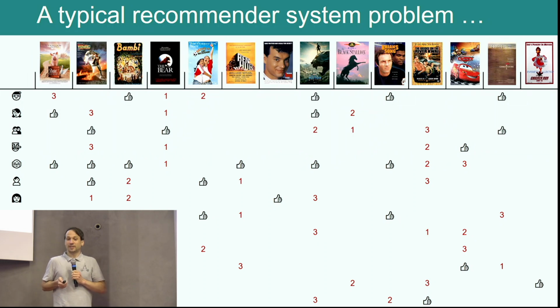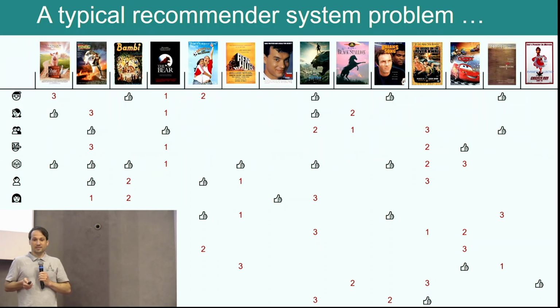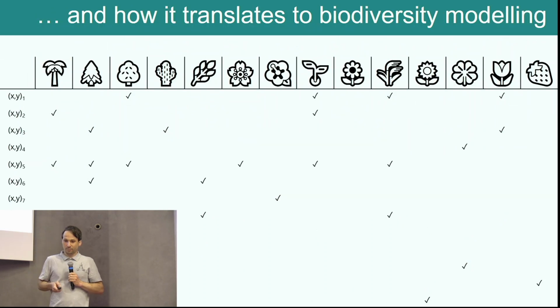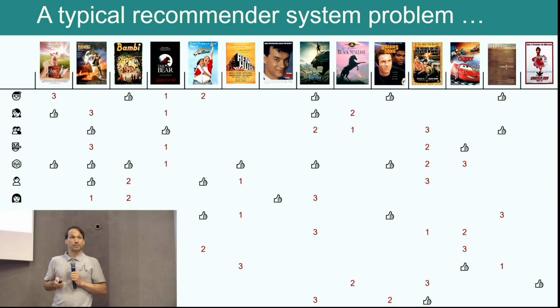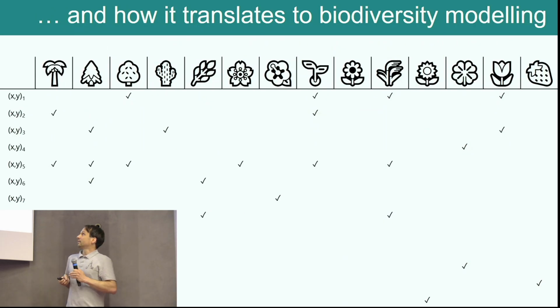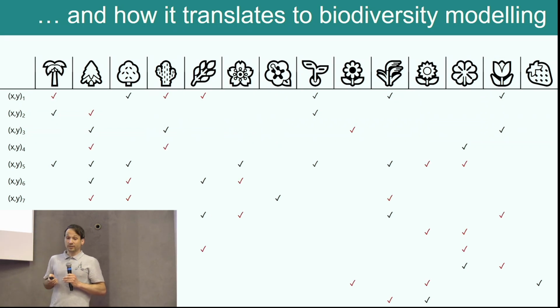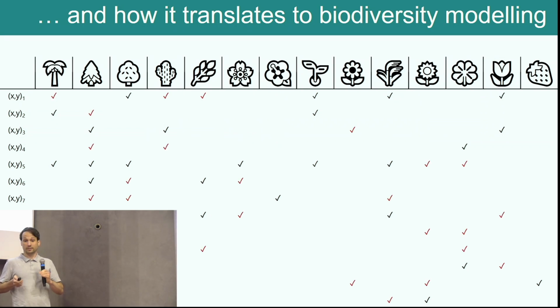Now, we can actually use that setup for biodiversity modeling too, by replacing movies with species, and replacing users with sites. And then we might have partial community inventories where we know about the presence of some species, but not of all of them. And the task then is basically filling the inventories by predicting the most likely additional species to be observed at a certain location.